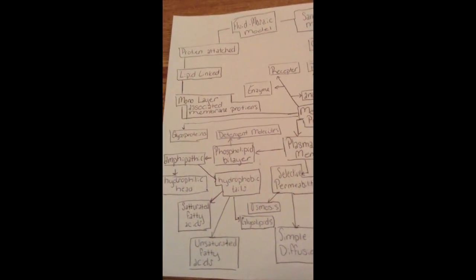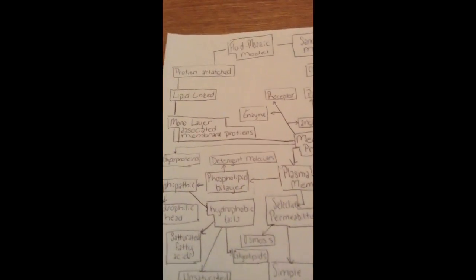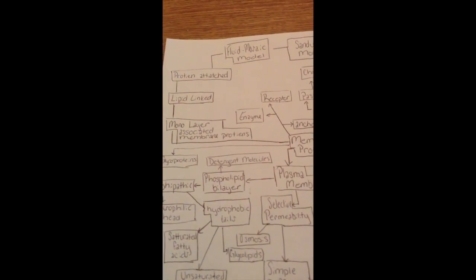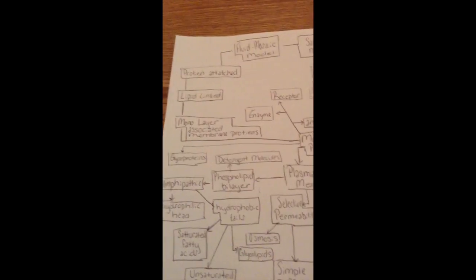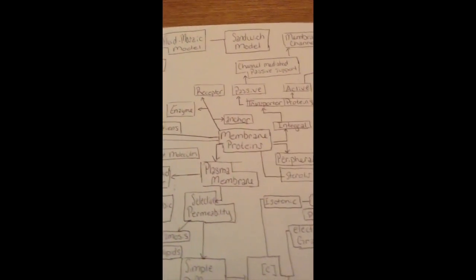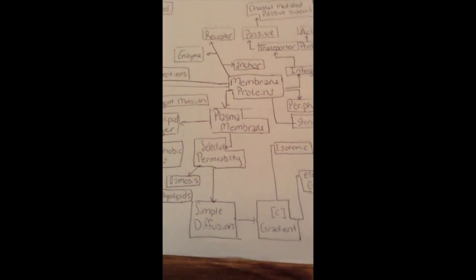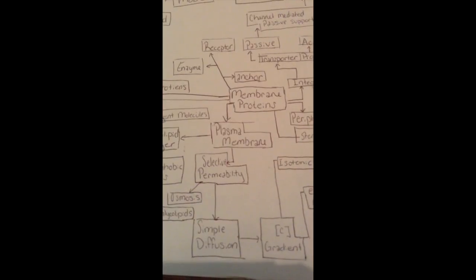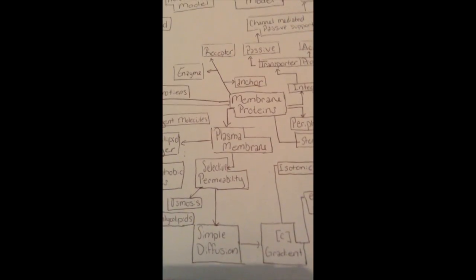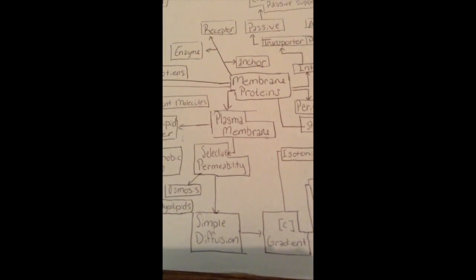And going back to the phospholipid bilayer, detergent molecules are coming off of that. And detergent molecules are also amphipathic, and they break up the membrane. They break up the phospholipid bilayer. And coming off of plasma membrane is also selective permeability, and this means that the membrane can choose what to go through and what not to go through it.